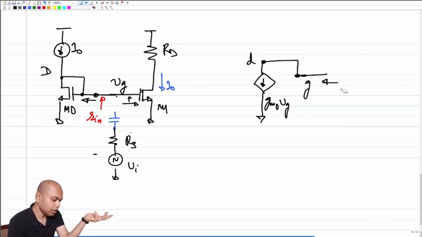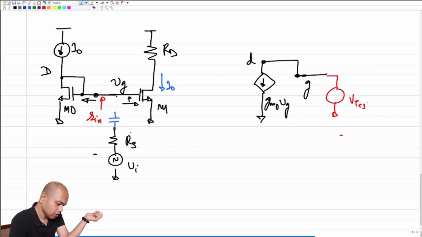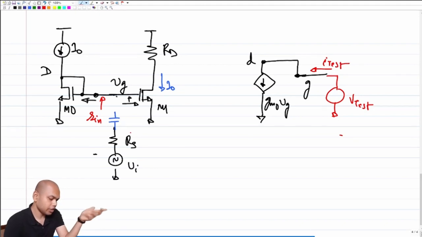So how do I find out impedance? We have done it multiple times before. So let's put in a test voltage, right? If I put in a test voltage and I try to figure out what is the test current, the ratio of Vtest over Itest will be my impedance.